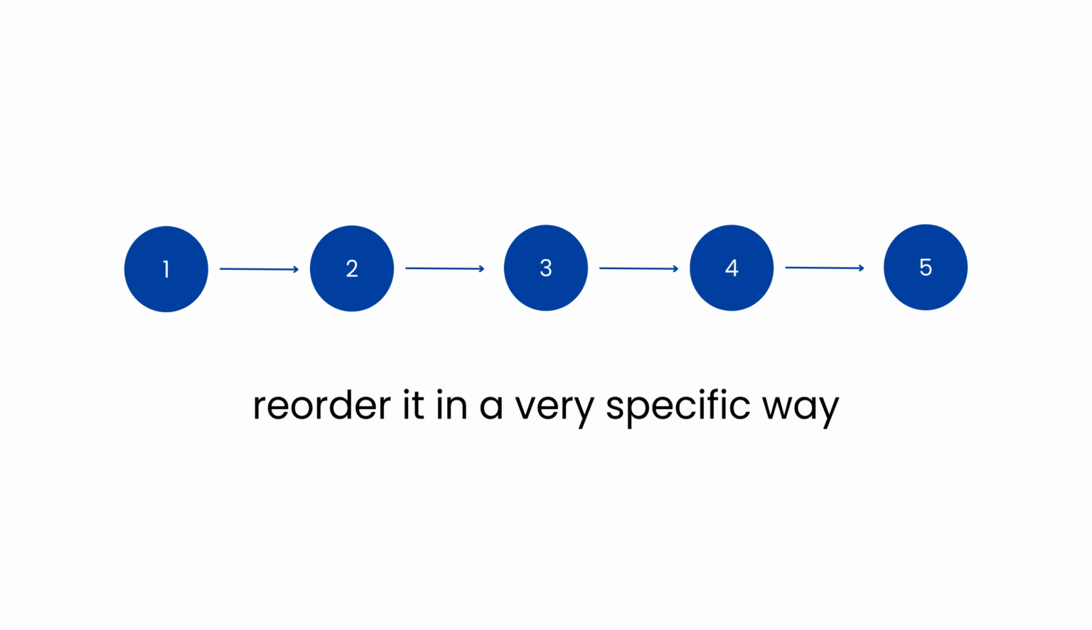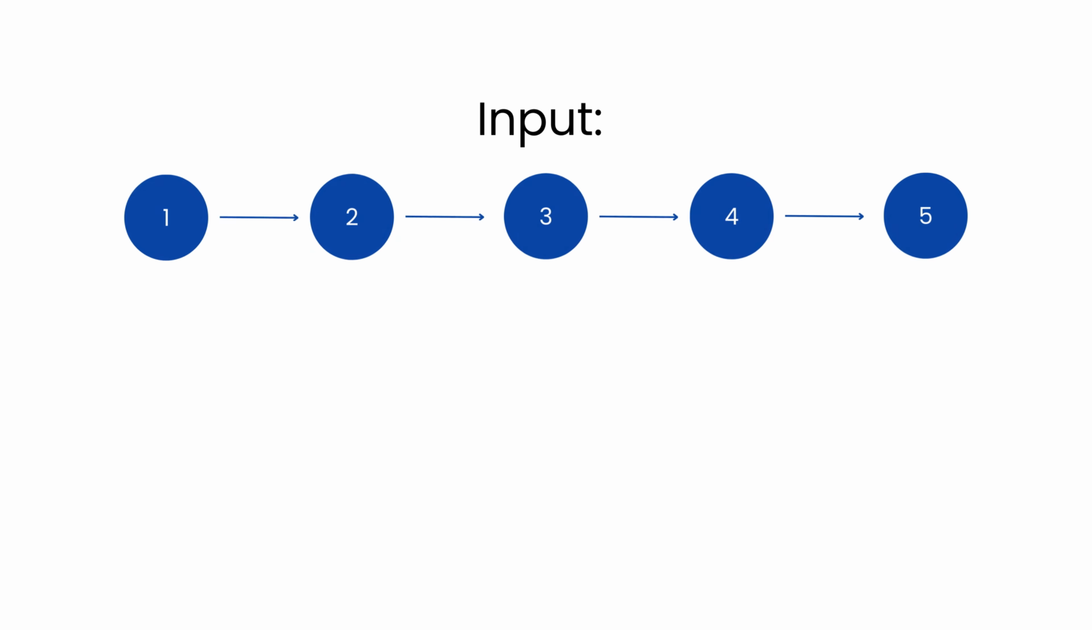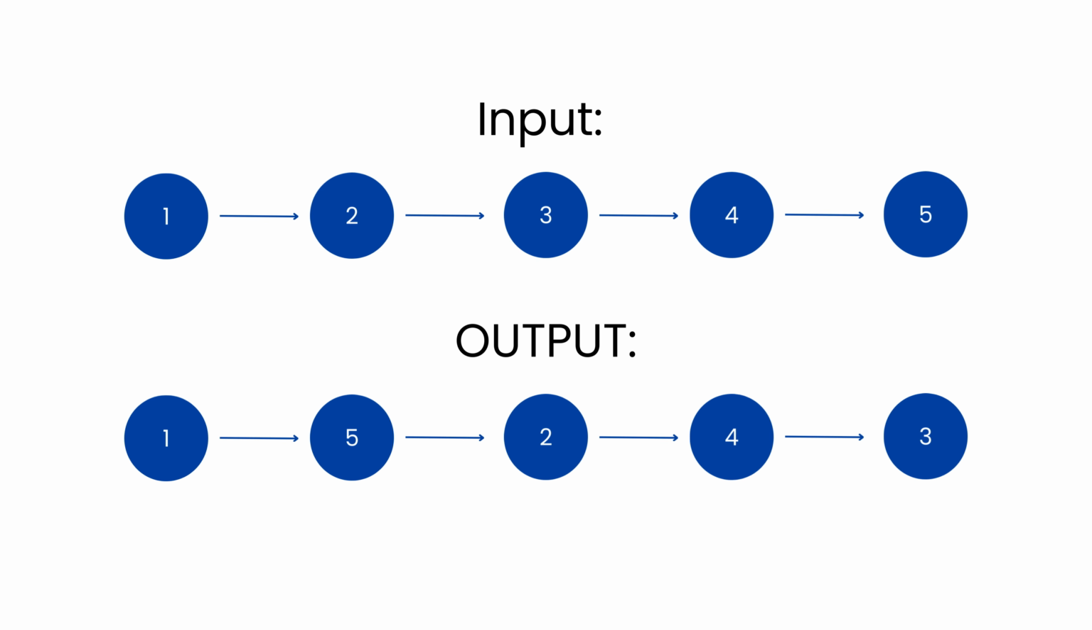Let's break it down. Given the head of a singly linked list, you need to reorder it in a very specific way. Take the first node, then the last, then the second last, and so on, alternating from both ends toward the center. Example. Input, 1 2 3 4 5. Output, 1 5 2 4 3.